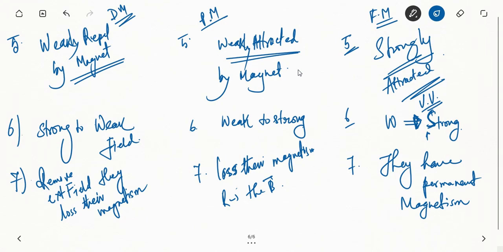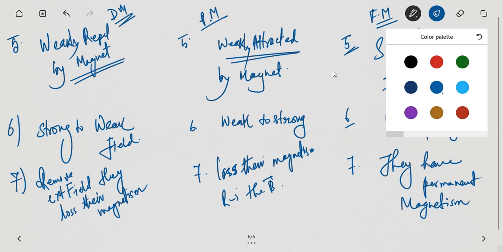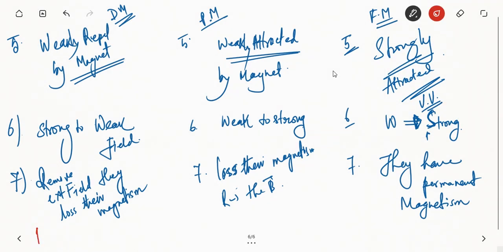Okay, now the last topic is examples. There are some examples we discuss here. Suppose there is water, and copper, gold. These are the solid state, liquid state, and gaseous state. These three states belong to diamagnetic material.